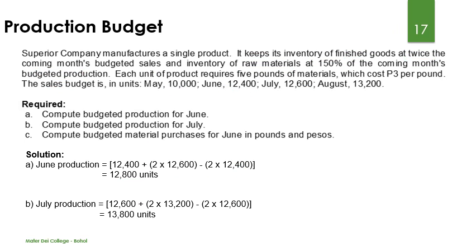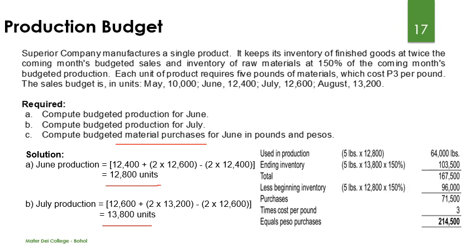Okay, so for the third requirement, for the budgeted materials purchases for June, we will be needing the information on the budgeted production. So how many units are we going to produce? So here is our solution. So for this month, our current requirement for the June production is 12,800.